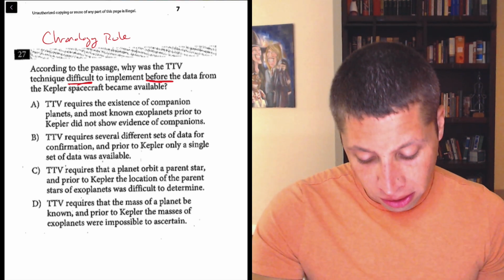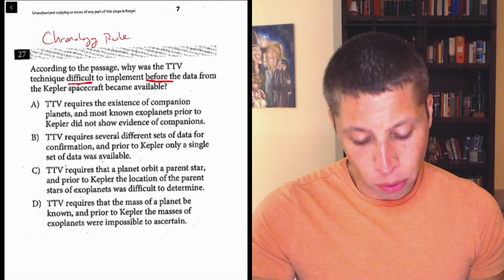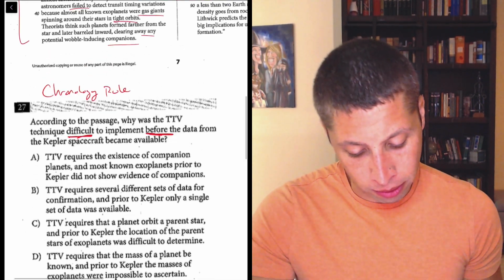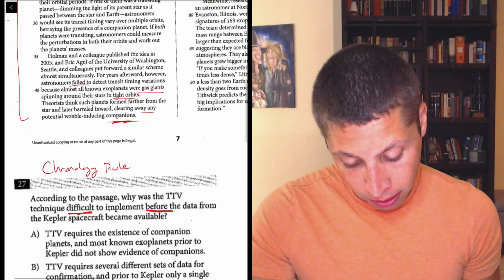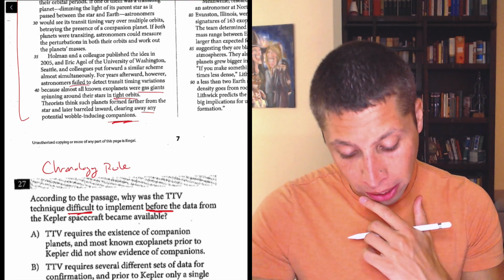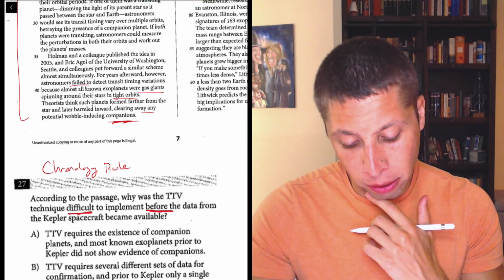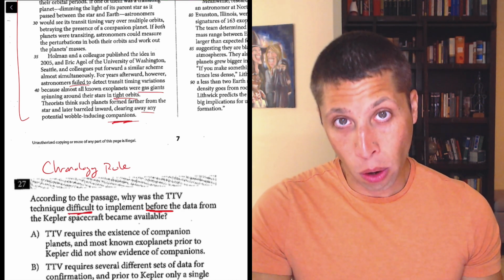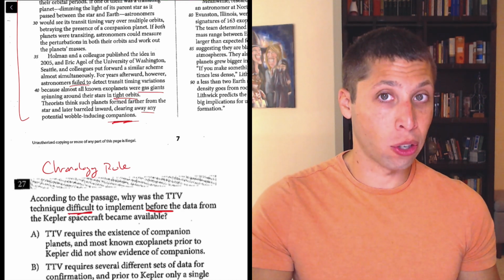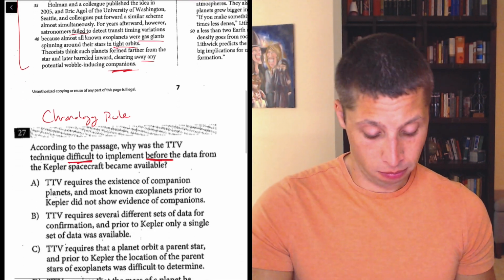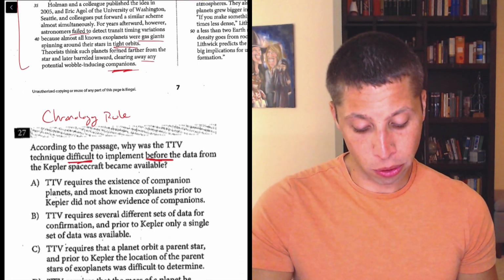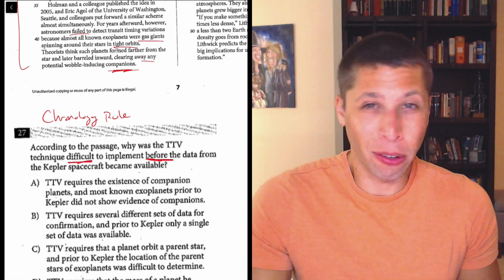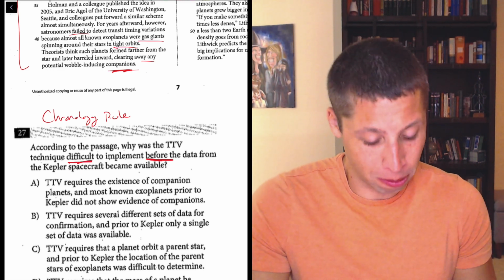TTV requires the existence of companion planets, and most known exoplanets prior to Kepler did not show evidence of companions. Well, the companions thing I definitely read. It's right here. So theorists think such planets formed farther from the star and later barreled inward, clearing away any companions. So there were no companions for the stars that they were looking at. It's kind of what this says. Most known exoplanets did not show evidence of companions. Now, I don't know if that's right. I don't understand the science enough to be certain here.